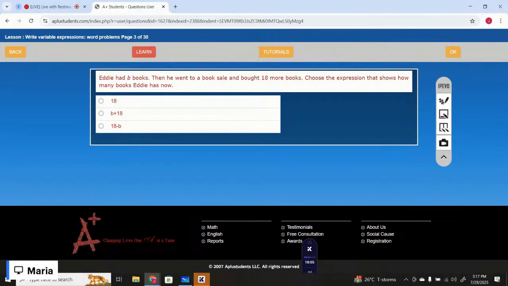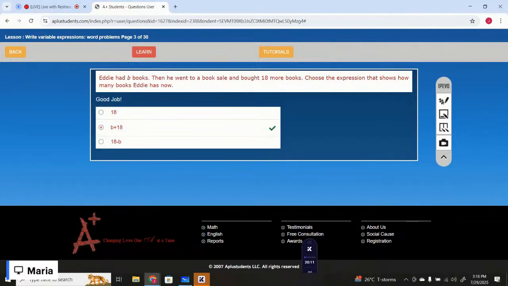Addy had B books, then he went to a book sale and bought 18 more books. Choose the expression that shows how many books Addy has now. So he already has B, he bought 18 more. So that would be B plus 18. The correct option is option number 2. That is B plus 18.